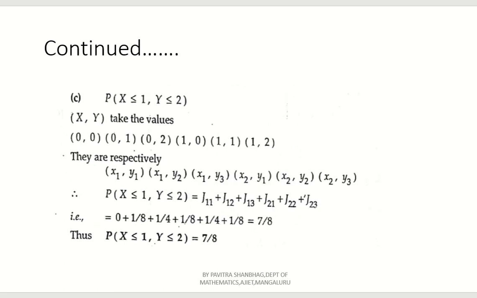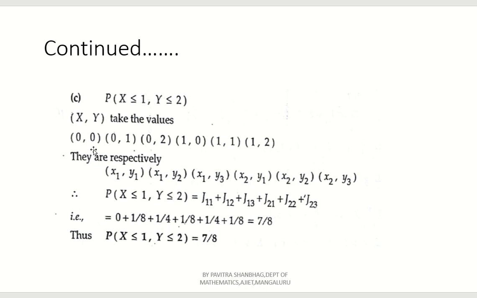Now what about the next one, third case? That is P of x less than or equal to 1, y less than or equal to 2 given. So what values do x and y take here? Less than or equal to 1 means 0 and 1. So there are two possibilities. Here less than or equal to 2 means 0, 1, 2. So these are the three possibilities. So how many possible combinations?